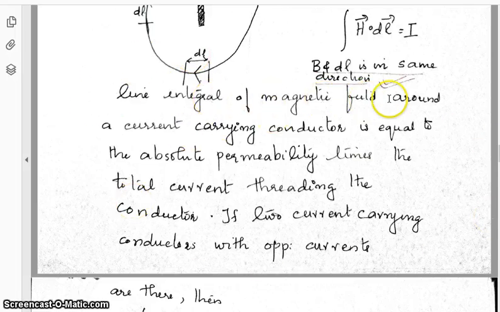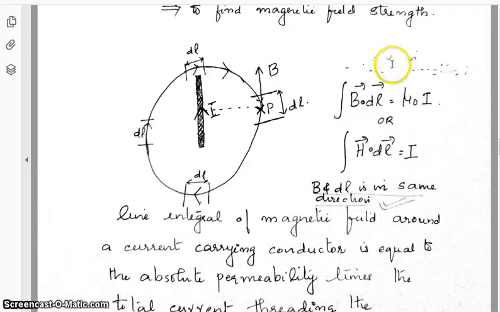And this is the statement of Ampere's circuit law. The line integral of magnetic field around a current carrying conductor is equal to the absolute permeability, that is mu 0, times the total current, that is I. Okay, that is the statement of Ampere's circuit law.